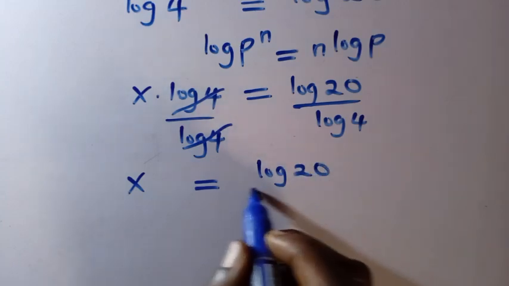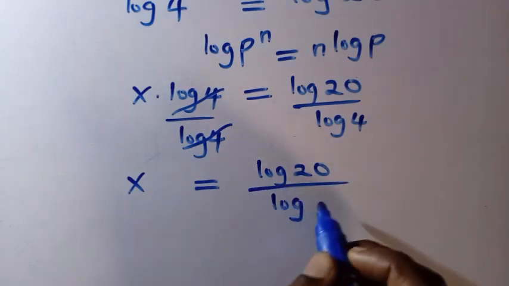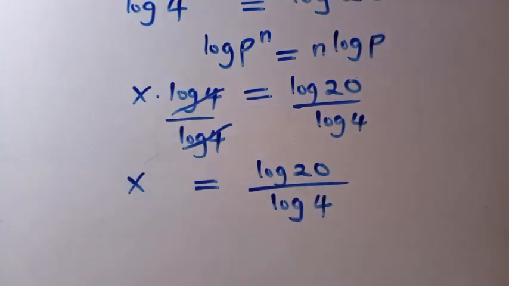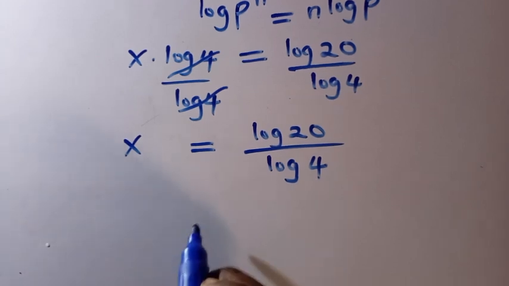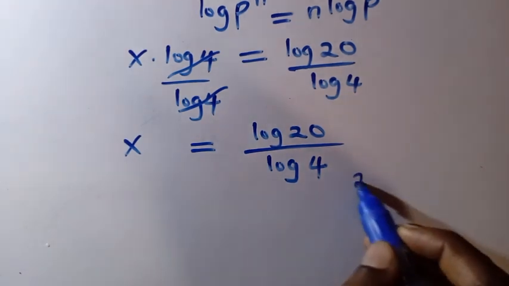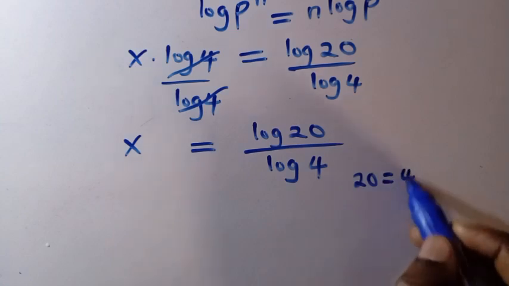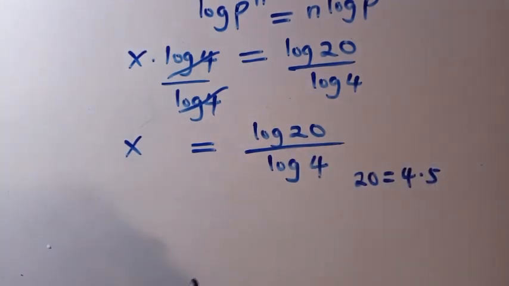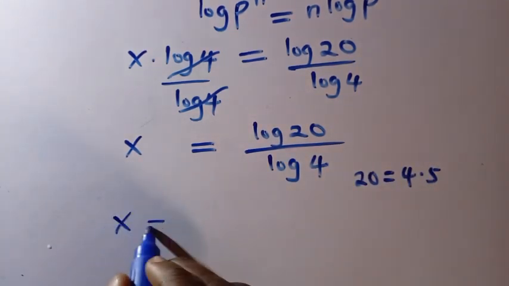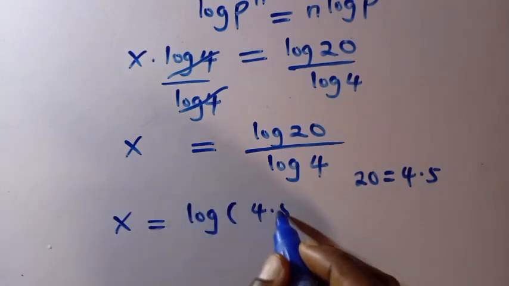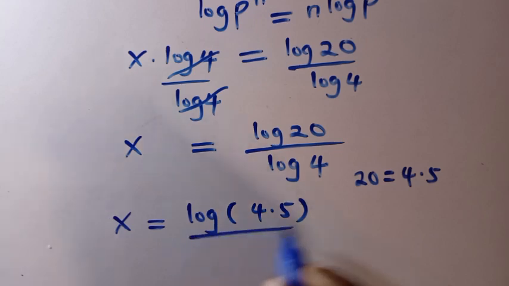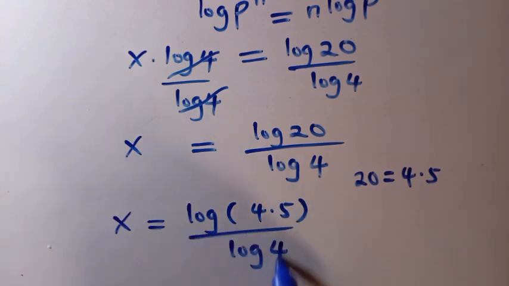Then we have x equals log 20 divided by log 4. We cannot leave the answer just like this. What we do here is break 20 into 4 multiplied by 5. So we have x equals log (4 multiplied by 5) divided by log 4.